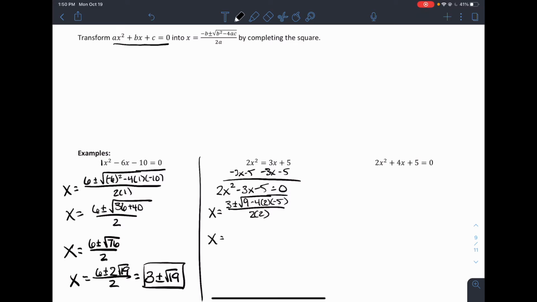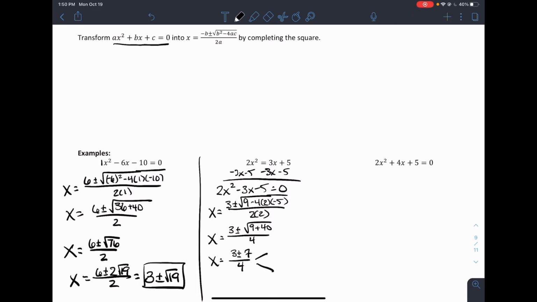So x would equal 3 plus or minus the square root of 9 plus 4 times 2 is 8 times negative 5 is negative 40. So plus 40 all over 4. So x would equal 3 plus or minus 7 over 4. I'll let you double check me on that math, but I think it checks out.